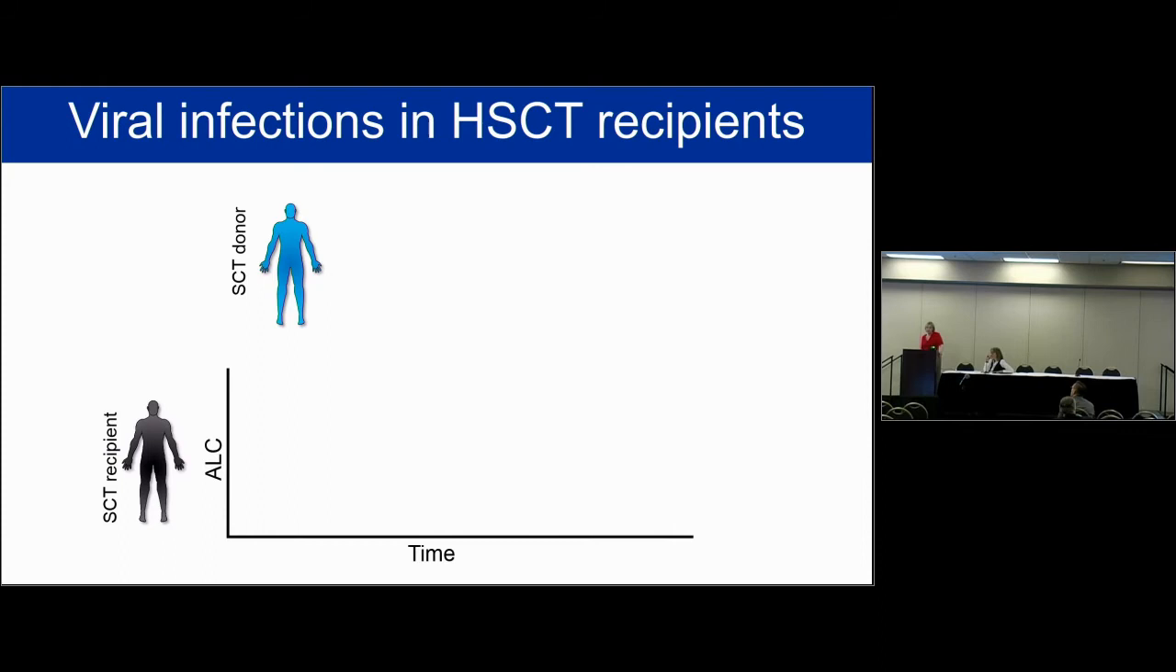And the reason why infections are so prevalent in this patient population actually has to do with the therapy itself, so the actual transplantation. So here on the left-hand side you have a patient who's about to be transplanted, but before they can receive the stem cells from their allogeneic donor, their immune system is essentially wiped out so that their T cells don't reject the transplant.